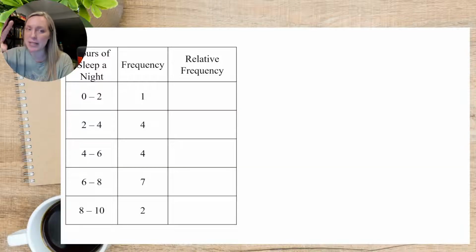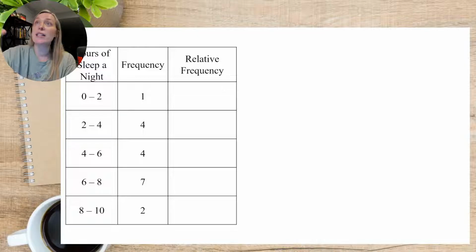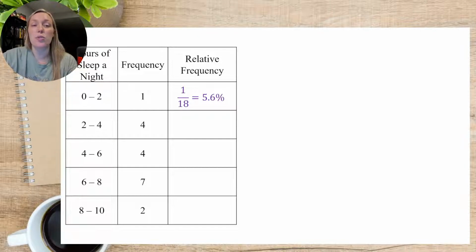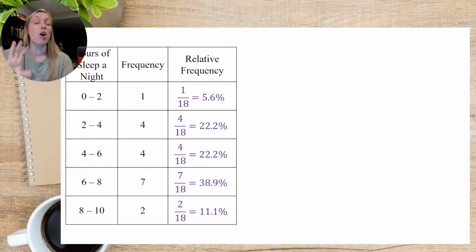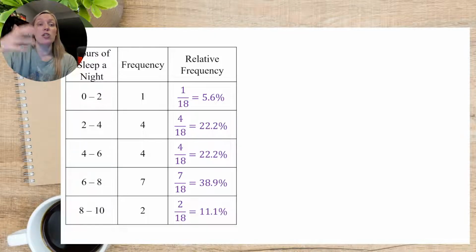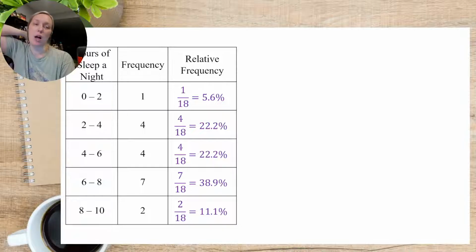So hours of sleep a night with the frequencies in each of them, and then let's calculate the relative frequency. Frequencies are counts of how many fell into each interval. I have the number of students that fall into each of those intervals. Now, relative frequency is a percentage, relative to the rest of the frequencies, what percent fall into each of these intervals. So there's 18 students in this data set. One of those students got between 0 and 2 hours of sleep a night, so we do 1 divided by 18 to give us 5.6%. The next, we take each frequency and divide it by 18. So these are all relative frequencies because it's relative to the other frequencies.